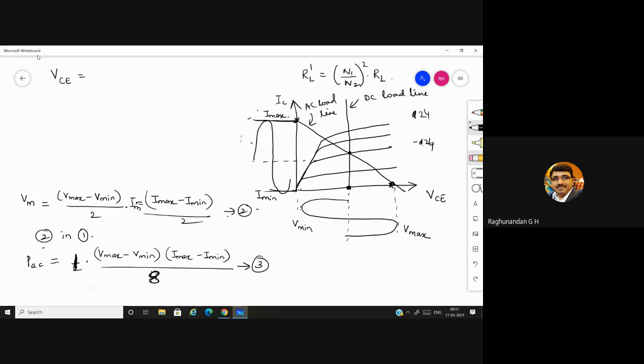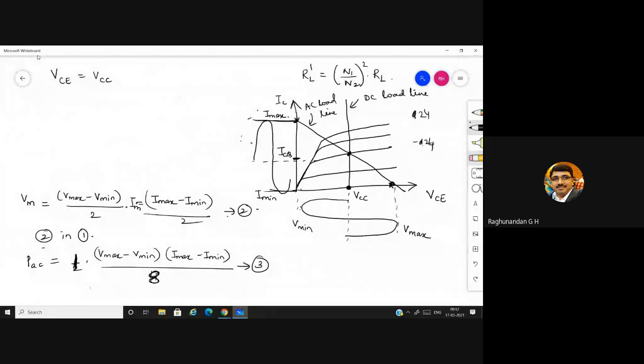VCE is equal to VCC. So if this point is VCC and this is your operating point, what do you call this point? Can I call it ICQ? Yes, because this is the current which is flowing at our operating level. So it is ICQ.